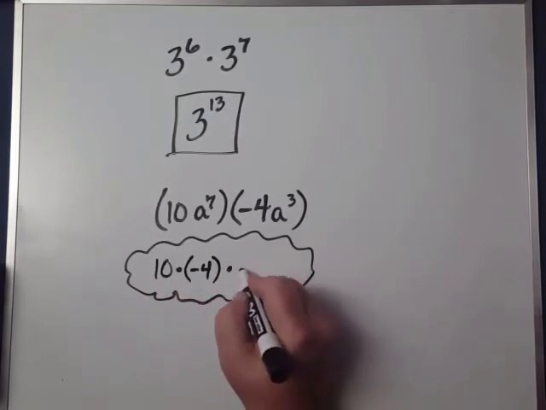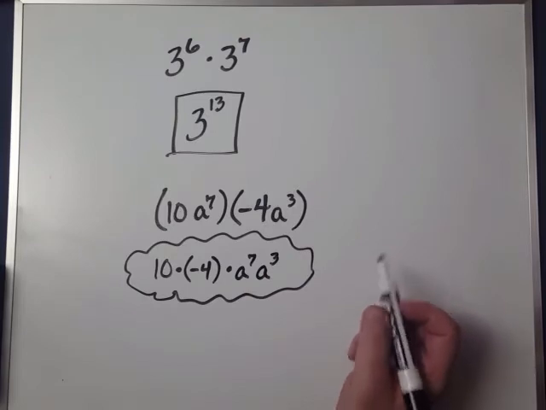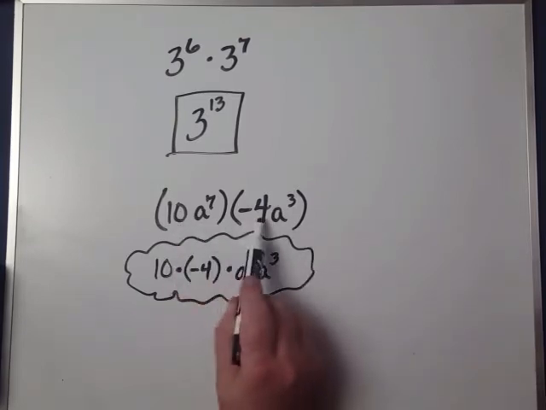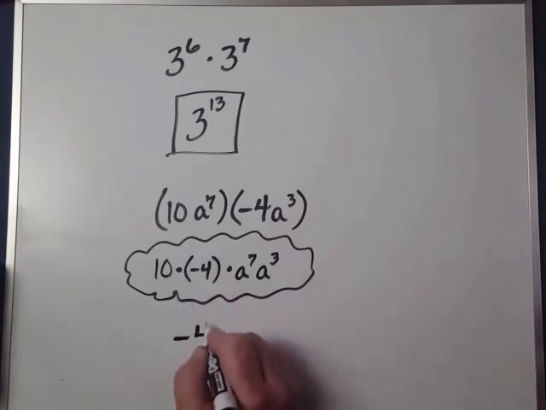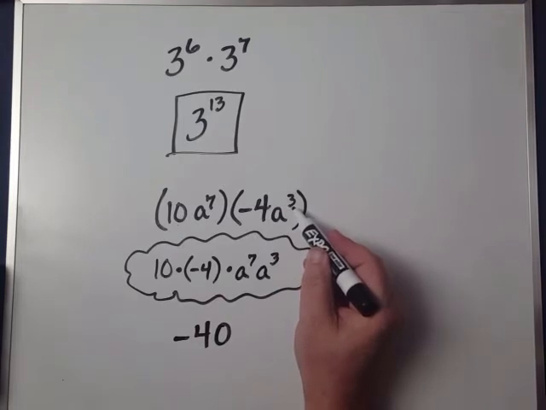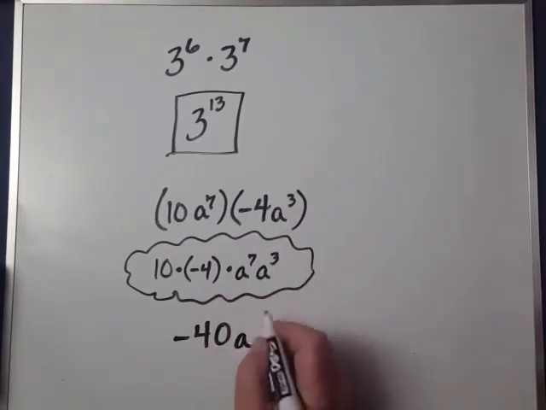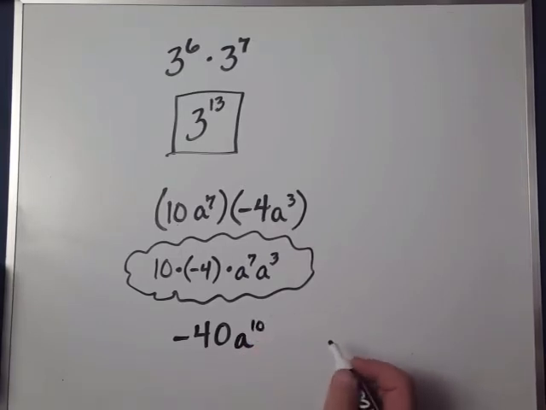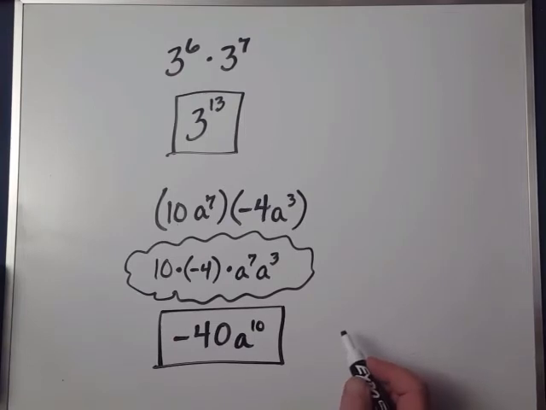get my exponential factors together, so that I'm going to be saying 10 times negative 4. 10 times negative 4 is negative 40. And a to the 7th times a to the 3rd. Product of like bases, add the exponents. How many a's are there altogether? There are 10 total factors of a. Product of like bases, add the exponents. And that's what she's after.